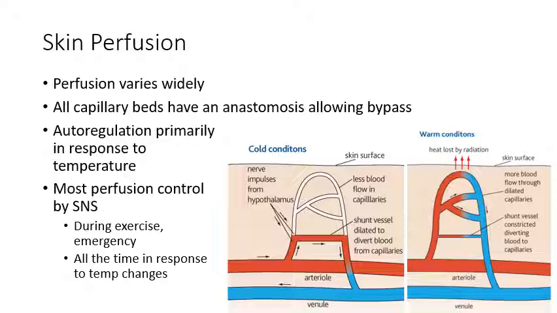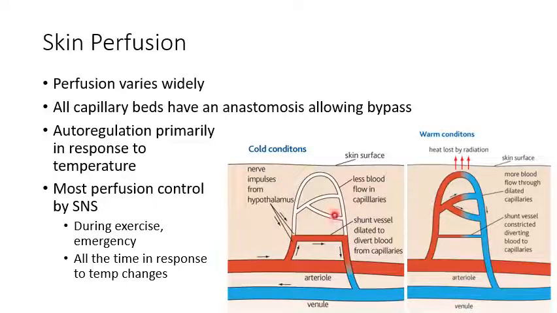The autoregulation is going to be primarily based on temperature changes. The sympathetic nervous system will be regulating skin perfusion in response to temperature, but also reducing it when you're exercising or just anytime you have a really strong sympathetic nervous system activation, so when you're in some sort of emergency or state of crisis, which is why you may be pale at those times.